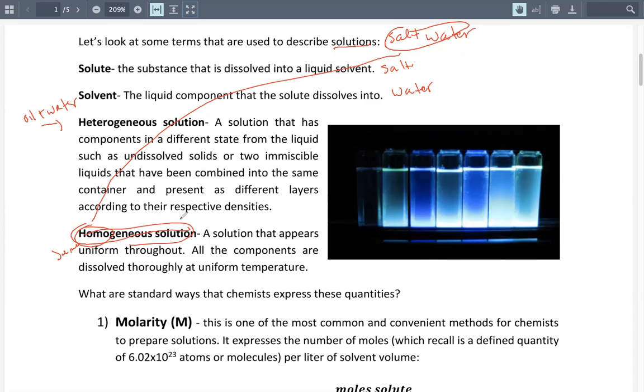So that is a heterogeneous solution. So we have two kinds of solutions, but they both have solutes and solvents. Whatever you're trying to dissolve in the other is a solute, and the thing that you're trying to dissolve it into is the solvent.